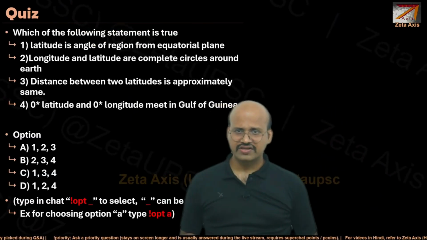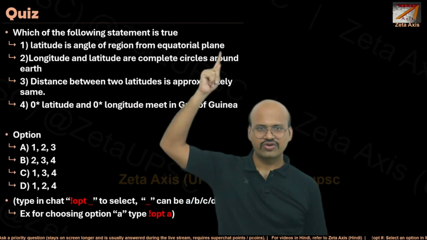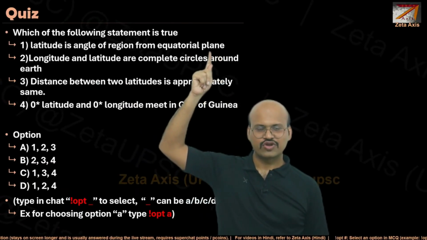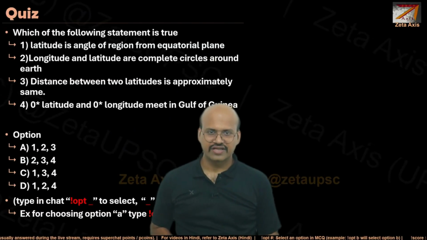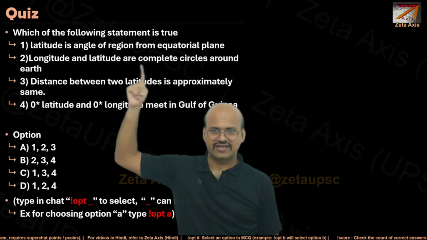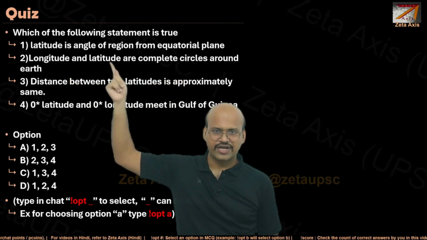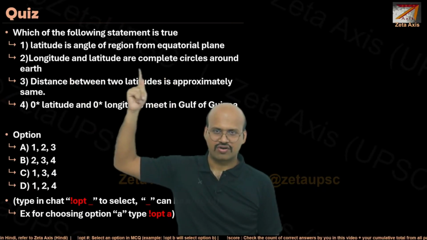Again, there is one question: which of the following statements is true? Latitude is the angle of a region from the equatorial plane. Right? Equatorial plane means the plane which passes through the center of our Earth and our equator. Longitude and latitude are complete circles around the Earth. Latitudes are complete circles, longitudes are semicircles. So this statement is actually wrong.